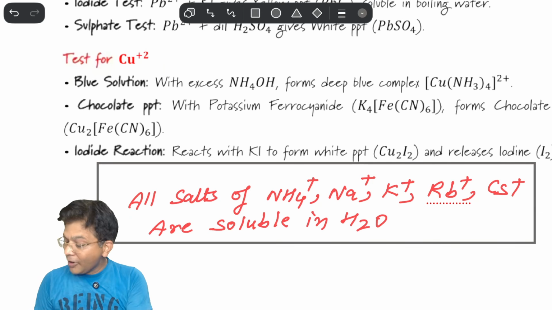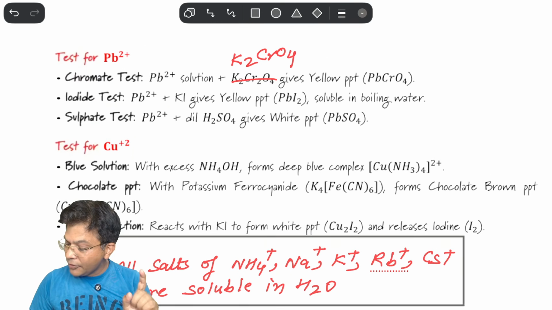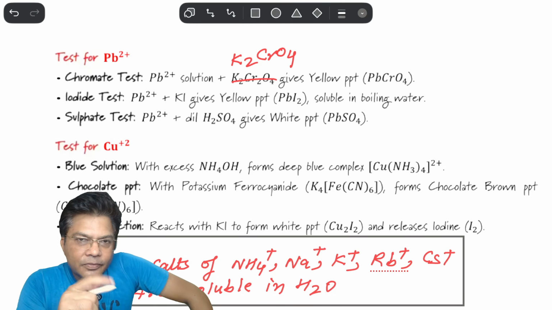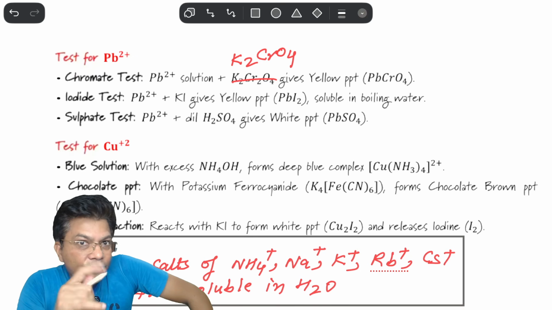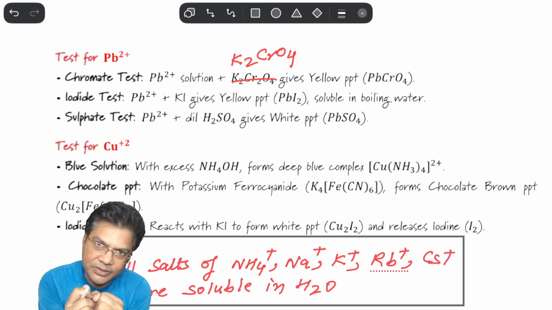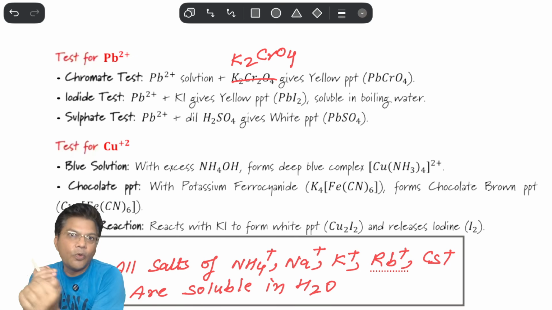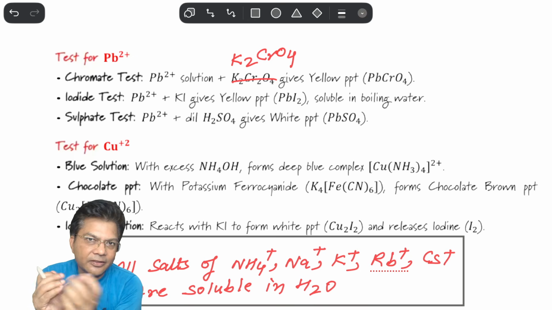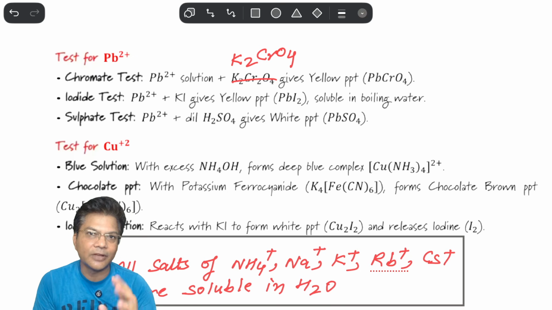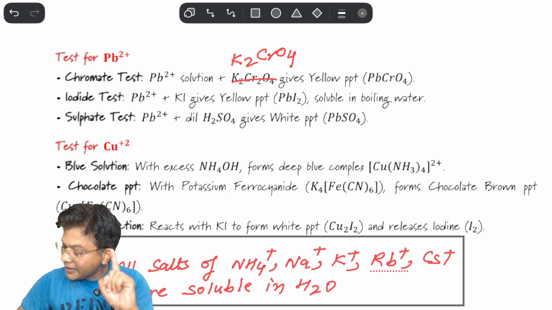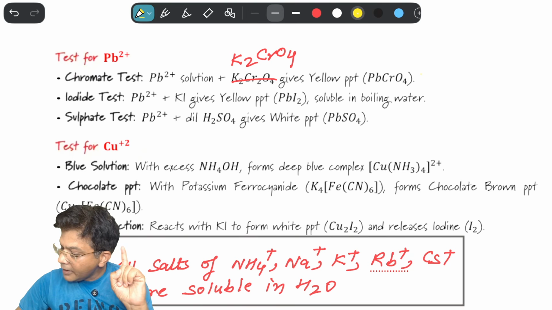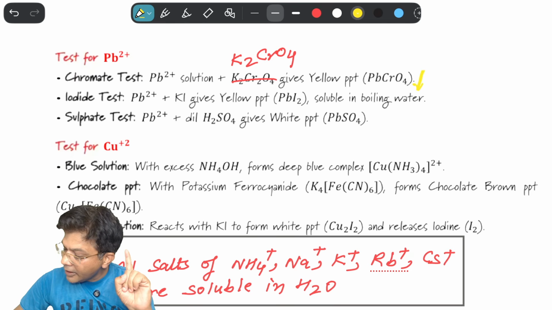Now, what I was telling you is that once you react lead chloride, the white color precipitate, with potassium chromate, which is soluble in water, it forms lead chromate, its precipitation takes place and the equilibrium goes more towards the precipitated side. The chemical equilibrium, Le Chatelier's principle. So, lead chromate is a yellow PPT. Remember what Baba is saying.